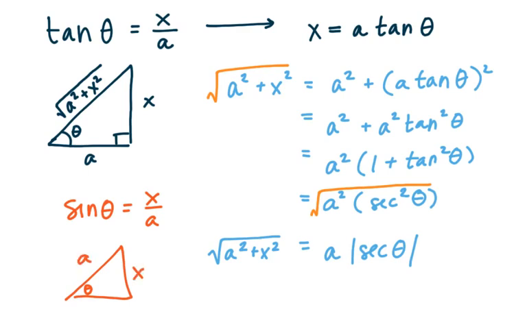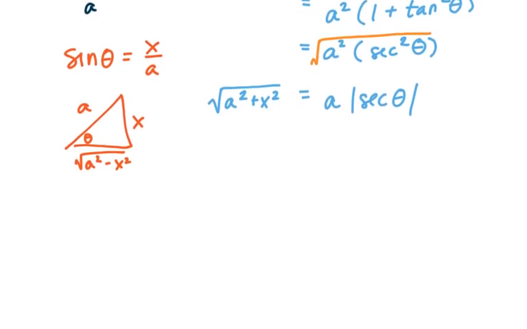x over a, then by the Pythagorean theorem, this side would be called the square root of a squared minus x squared. And you could complete a similar argument to derive a times cosine theta for the sine case. All right? And then if we were dealing with secant, if this is theta and I had secant theta equals x over a. Remember, secant is reciprocal to cosine.